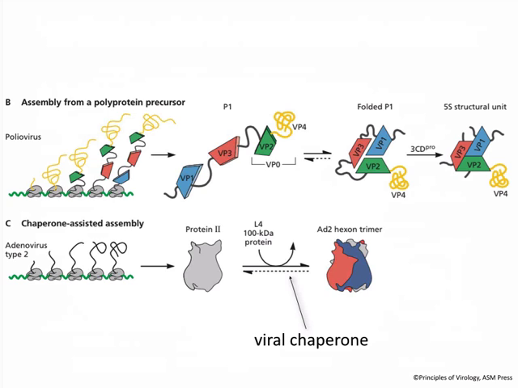Now, sometimes we need chaperones to push this process along. And these can be viral chaperones or cellular chaperones. And these are simply proteins that help another protein to fold properly so they don't misfold. And here's an example of the assembly of a hexon trimer of adenovirus. So this is made up of 3 copies of this protein number 2. And the chaperone is called the L400 kilodalton protein. This is simply a virus protein that helps protein 2 trimerize and fold properly.